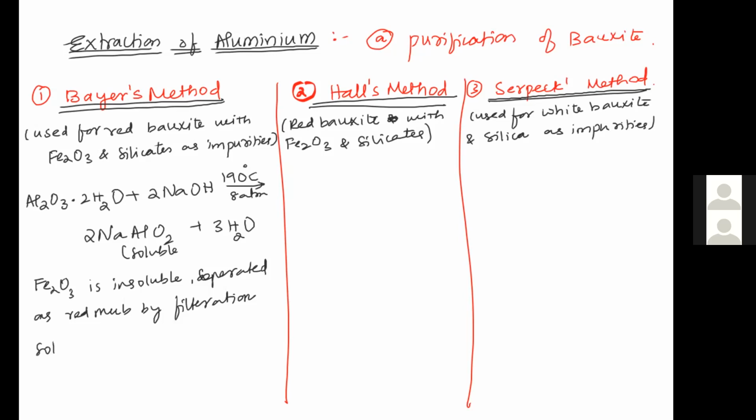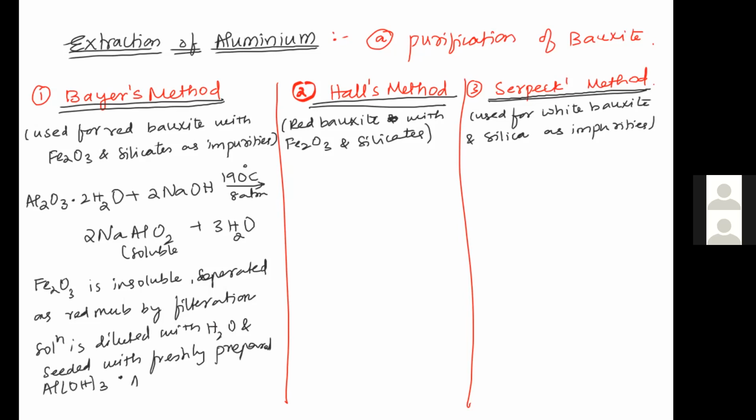Solution is diluted with water and seeded, which means just added with freshly prepared Al(OH)3. And this Al(OH)3 is filtered, leaving the silicates in the solution. So we hereby cleared both the Fe2O3 and silicates also.